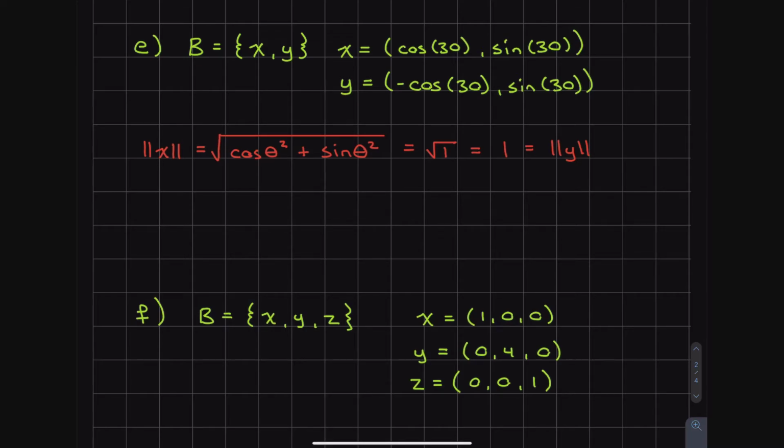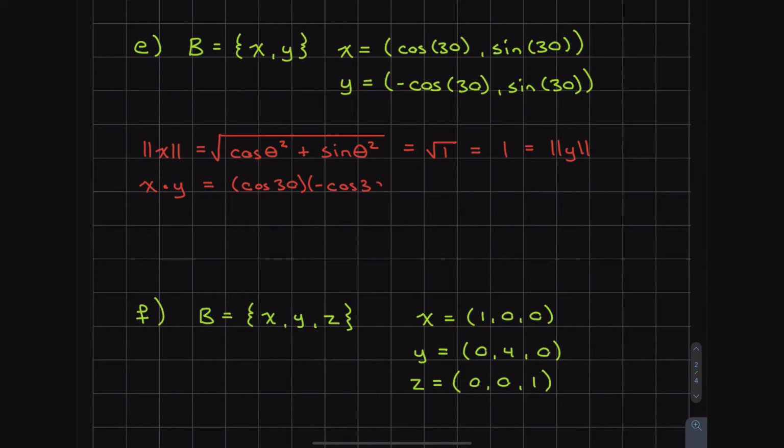Now the question becomes, are they perpendicular? So we go to the second property, x dot y, and in this case, what we're going to have is cosine of 30, so cosine of 30, and then we multiply this by negative cosine of 30.